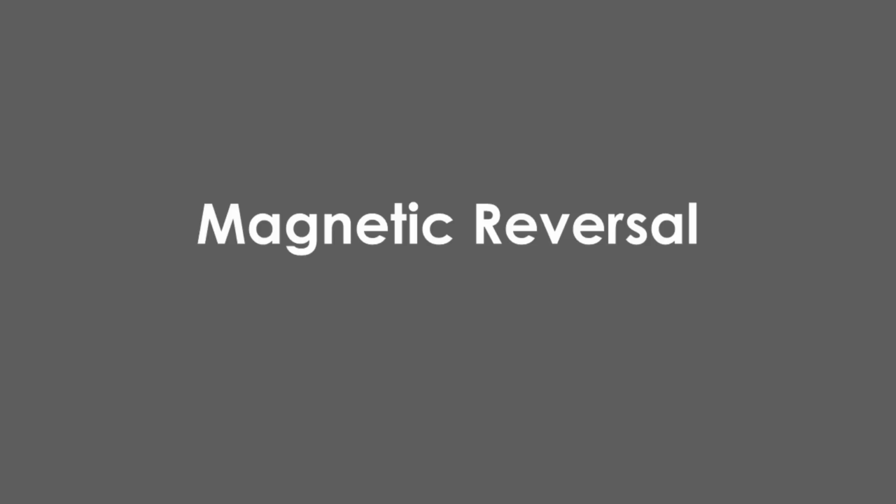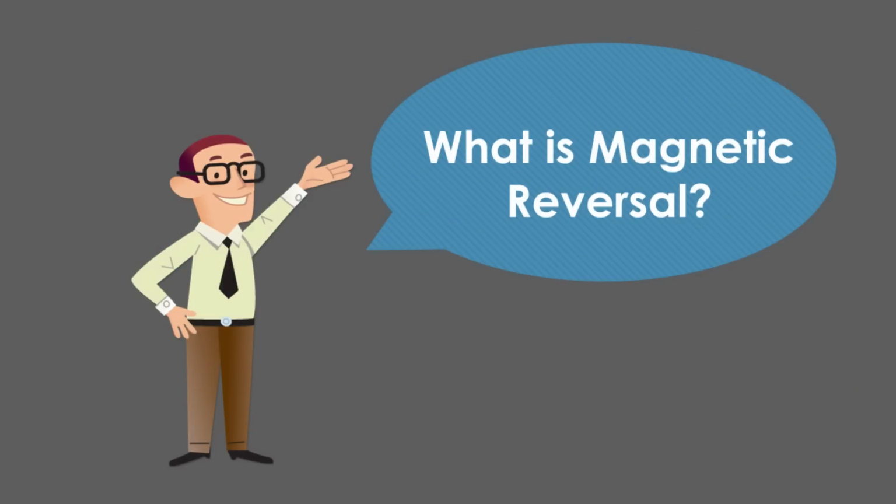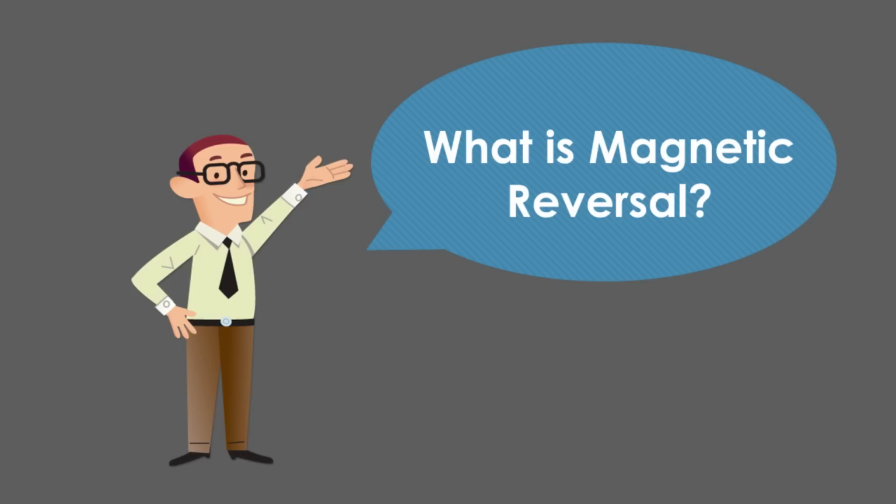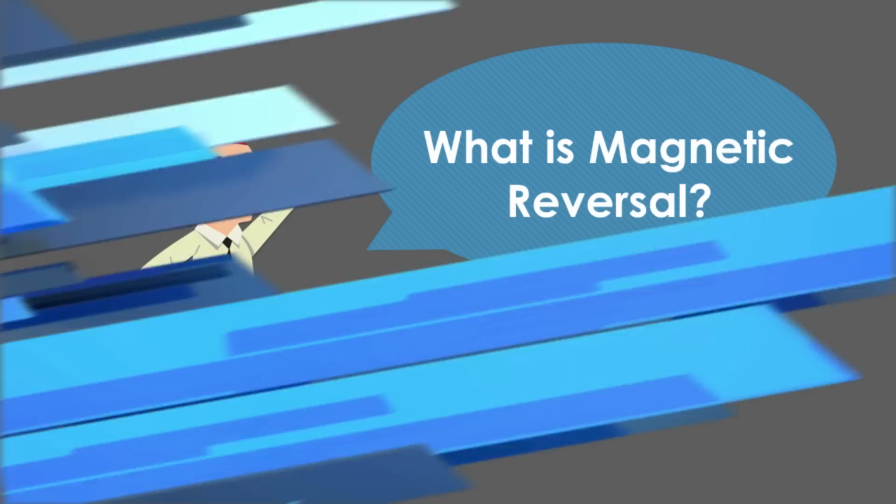The Earth's magnetic field is generated in the very hot molten outer core and has already existed since the birth of our planet. The Earth's magnetic field is a dipole, one that has a north pole and a south pole. So, what is magnetic reversal? Magnetic reversal is also called magnetic flip of the Earth. It happens when the North Pole is transformed into the South Pole and the South Pole becomes the North Pole. This is due to the change in the direction of flow in the outer core.